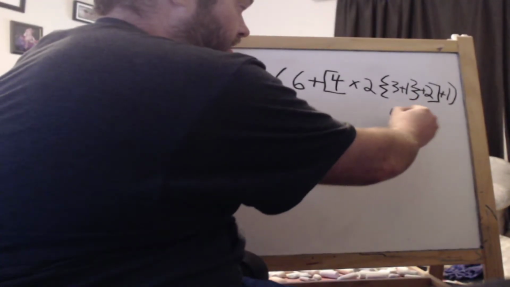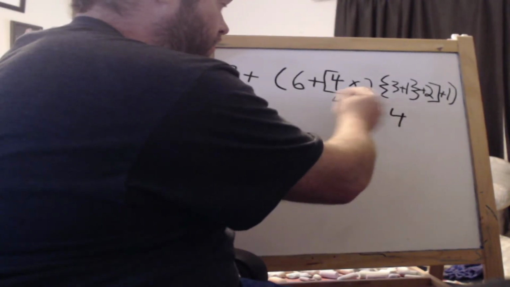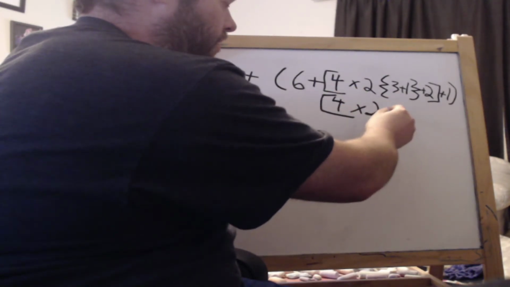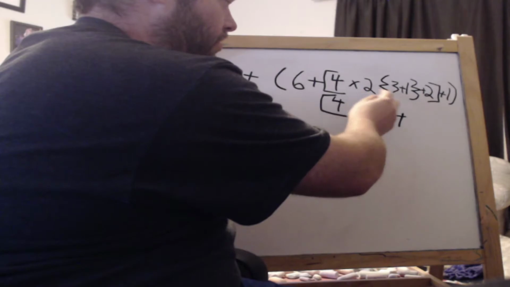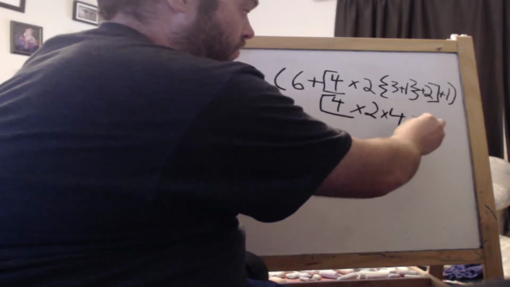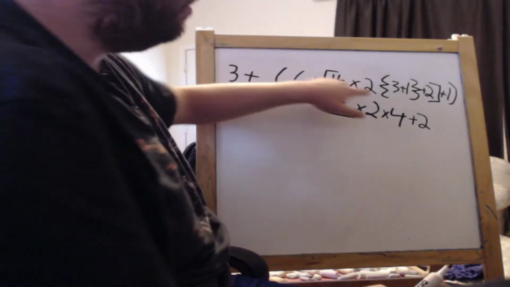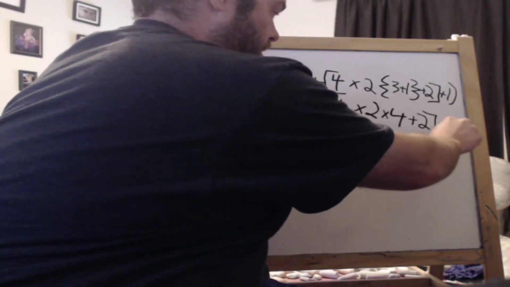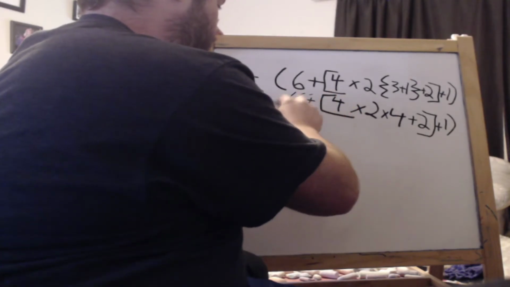So 3 plus 1 is 4. Then we would have 4 times 2. This would be times, because the 2 is just bordering the brackets with no other sign, which means it's multiplication. And then plus 1, and then 6 plus, and then 3 plus.